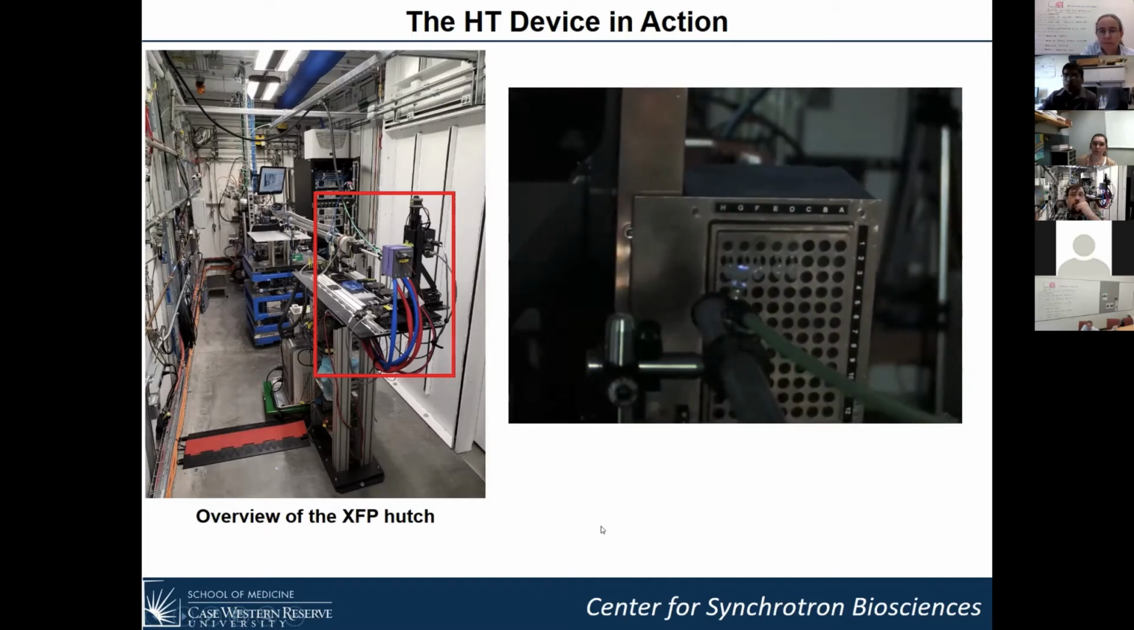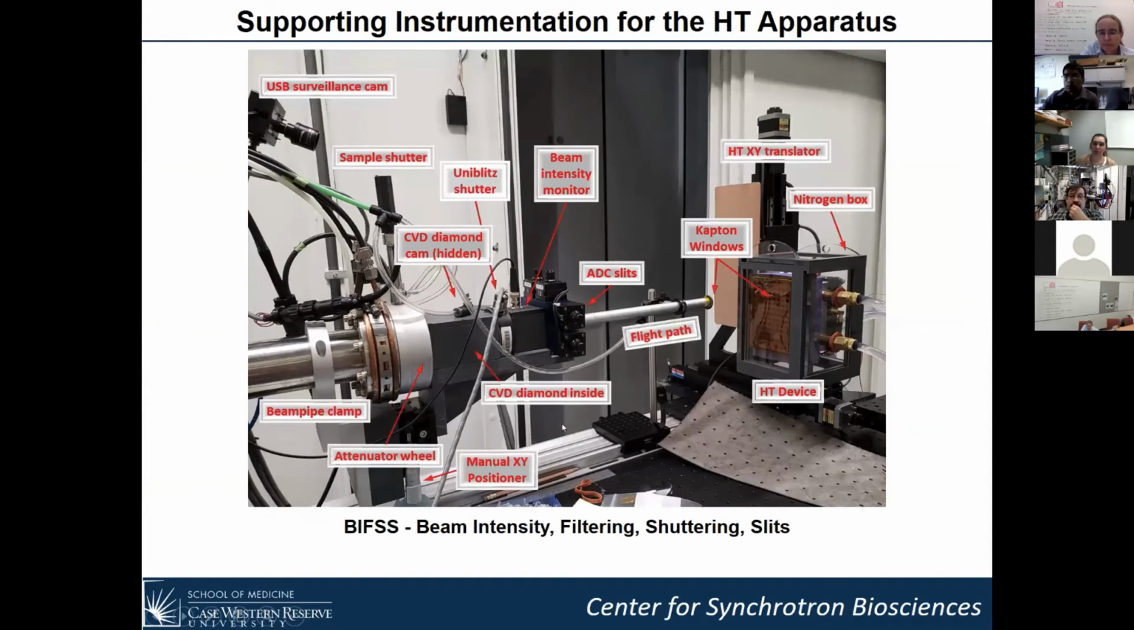One of the things we've developed over the past year that I want to emphasize is a lot of supporting infrastructure that we call BIFS: beam intensity filtering, shuttering, and slits. The fear that we always have is that these Uniblitz fast shutters we use don't necessarily have a lot of external feedback. Did the shutter open? Did it open for the amount of time it was supposed to? Did we put beam on the sample? That's the whole idea of this device.